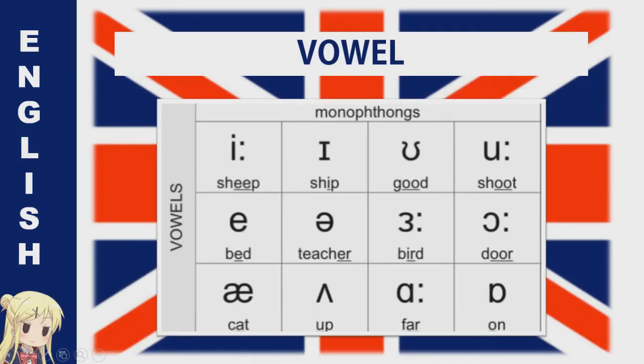So let's start with vowels. You know vowels, right? How many vowels do we have in English? Yes, you're right, there are five vowels: A, E, I, O, U. But actually, in IPA, there are more vowels. They can be divided into short vowels and long vowels. So, to make it clear, let's say the vowels together.